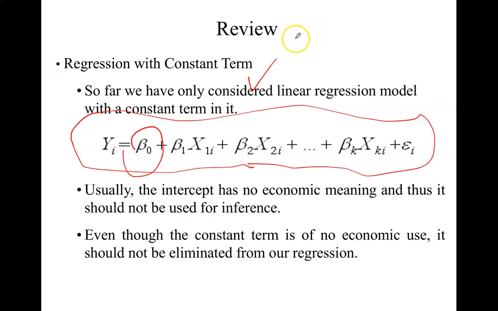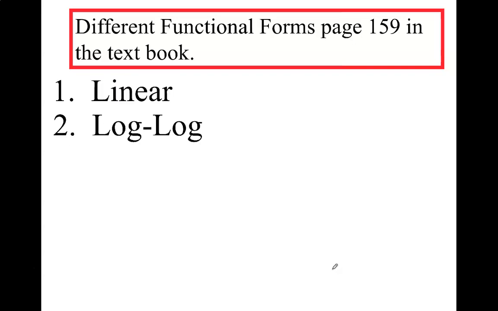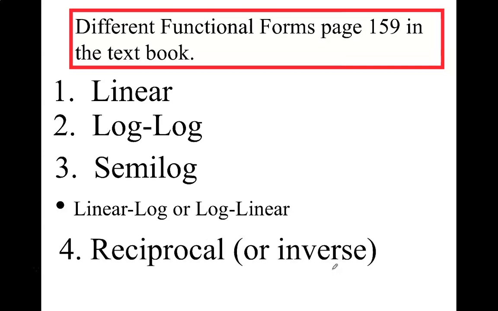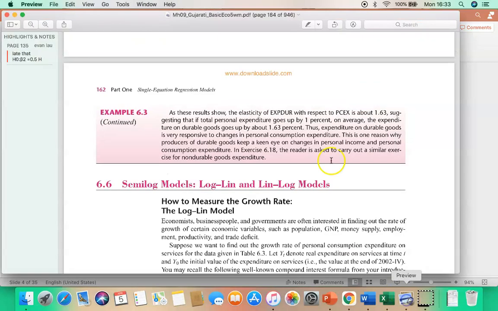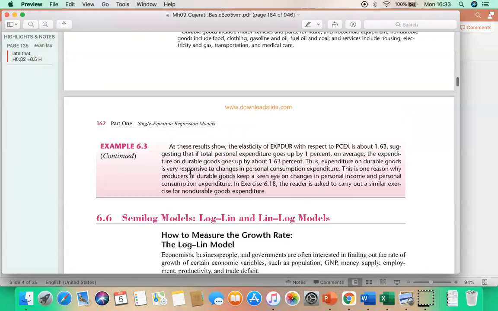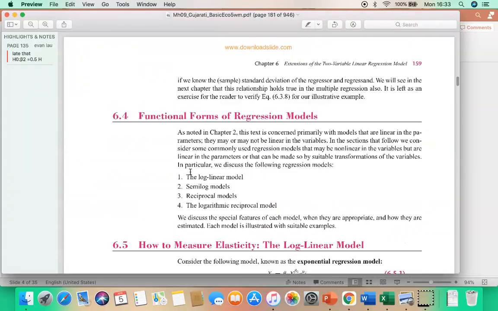That's why we always write y equals alpha plus beta x. Alpha, the constant term, should not be eliminated from the regression function. So this chapter is basically from page 159 onwards. Let me show you the pages in the book that we are using, Gujarati and Porter. Let me go through the section here, 159.